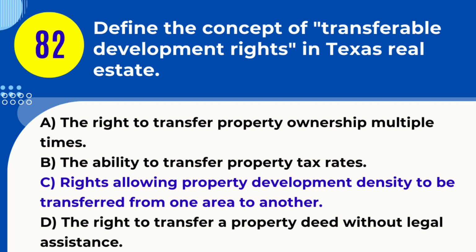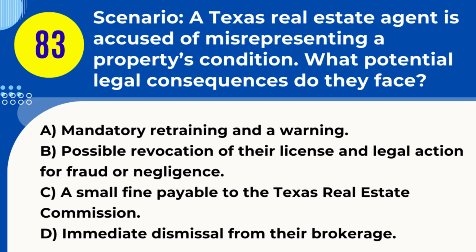Explanation. Transferable development rights in Texas real estate involve the ability to transfer the right to build a certain amount of density from one area, typically a conservation or low development area, to another, a higher development area, facilitating controlled growth. Question 83. Scenario. A Texas real estate agent is accused of misrepresenting a property's condition.